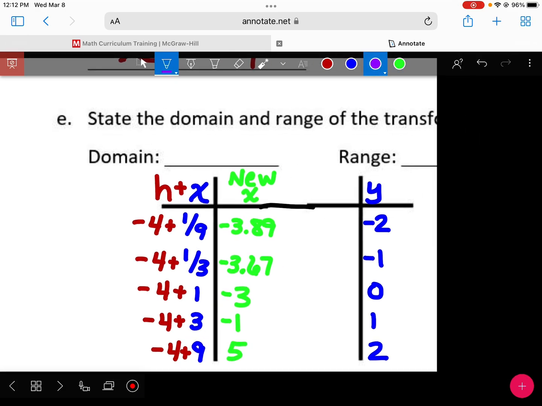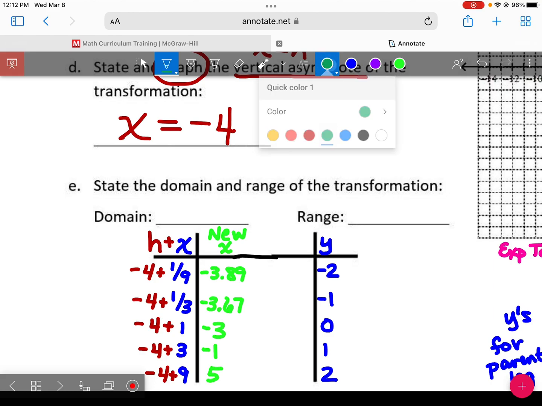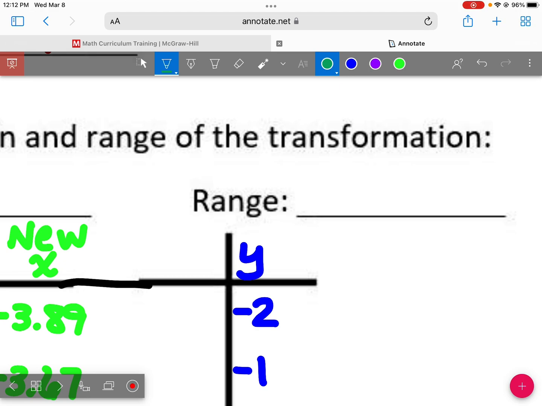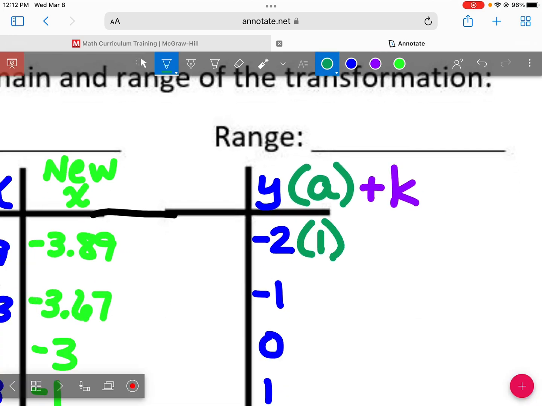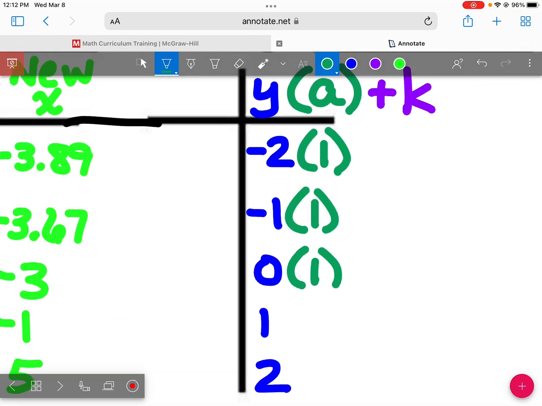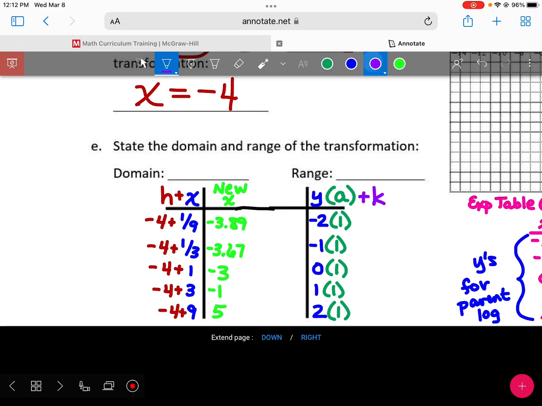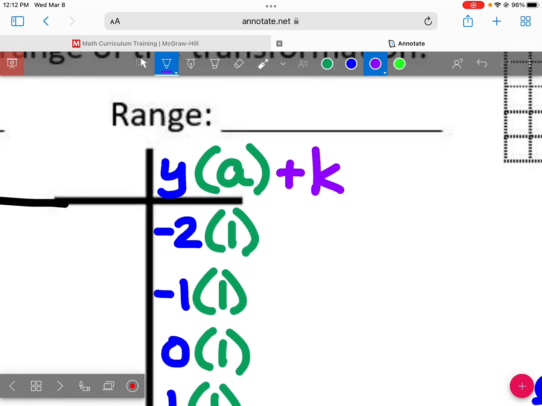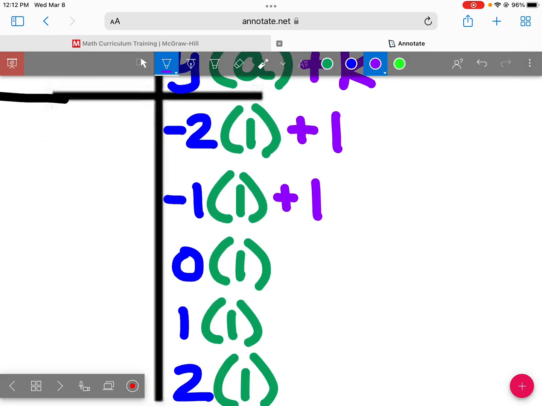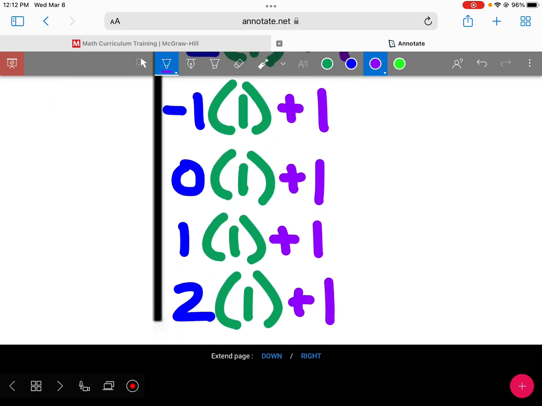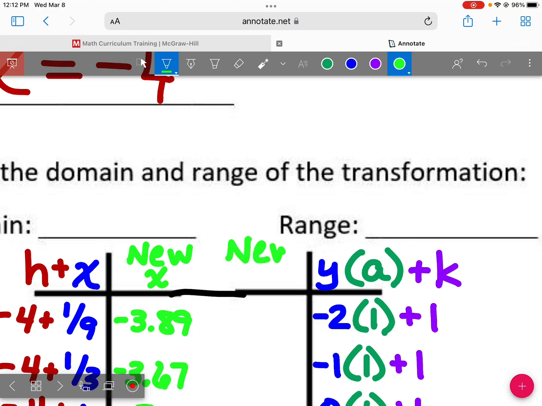On the y side, what kinds of things affect y? A, H, or K? Which pieces affect y? K and A. We always multiply by A, and then we add K. What was our A value? 1. If I multiply these things by 1, do they change? Nope. That's why we didn't describe any kind of a stretch or a compression, because if I multiply by 1, nothing changes. What's our K value? 1. Now I'm adding 1 to things. That will make it change. These are going to be my new y's.